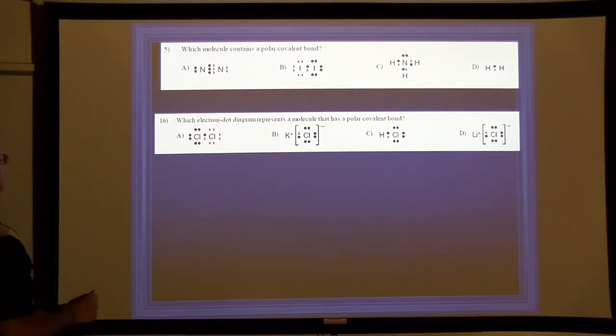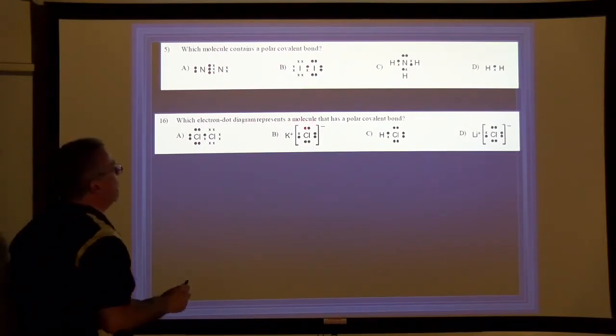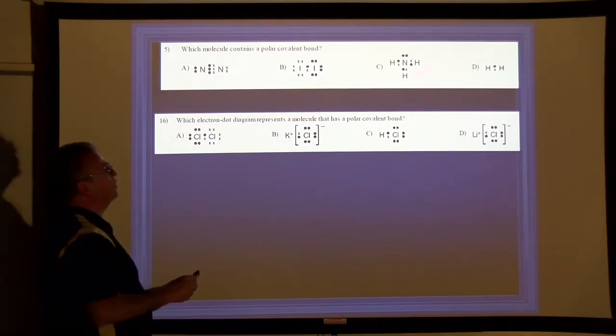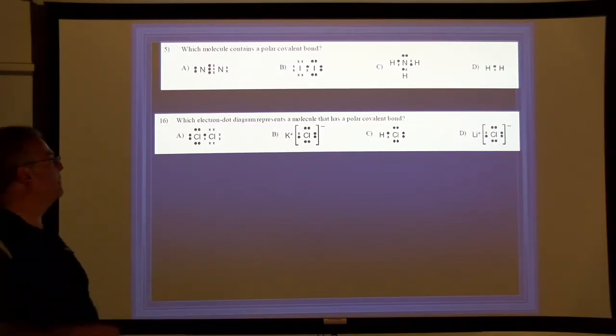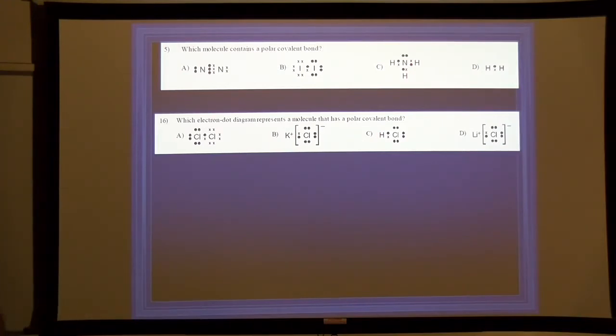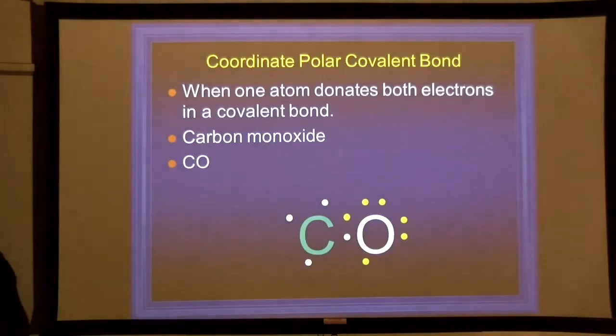And then which electron dot diagram represents a molecule that has a polar covalent bond in it? First, this is not a molecule. He's out. That's an ionic compound. He's an ionic compound. He's out. So now I'm stuck between C and A. And choice C would be correct because the nonmetals are different. Right?